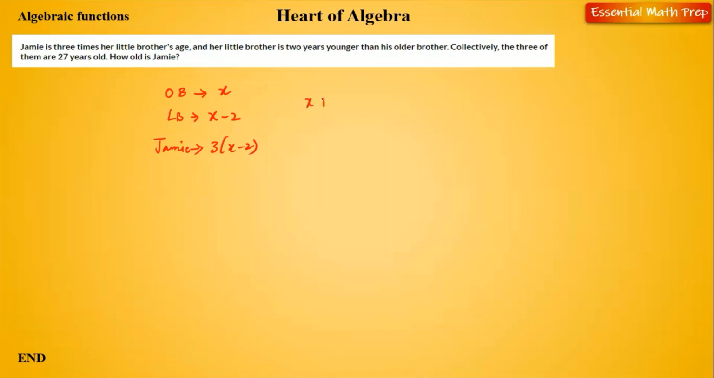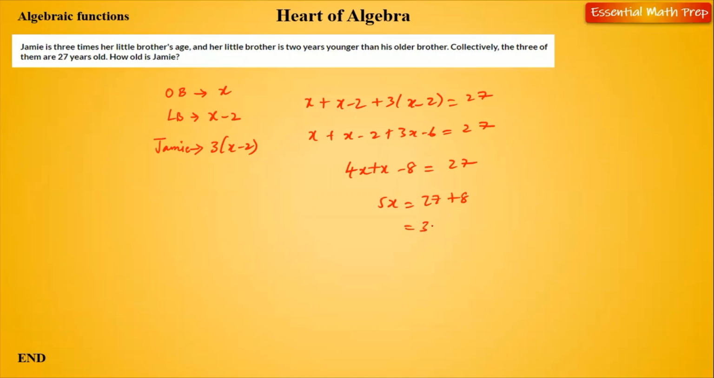Now, we know that all their ages sum up to 27. So X plus X minus 2 plus 3X minus 6 equals 27. So 3X plus X is 4X, 4X plus X is 5X. So 5X and then minus 2 minus 6, that's minus 8, equals 27. So 5X equals 27 plus 8, which is 35, right? So X equals 35 over 5, which is 7.